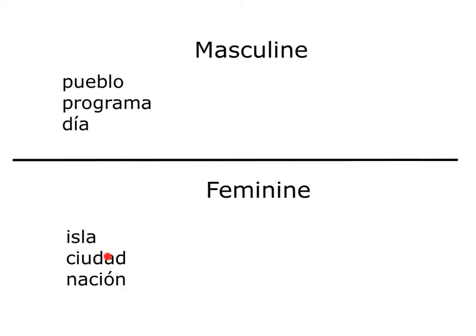But usually, if it ends in an O, it's masculine. And usually, if it ends in an A, it's feminine. You know, we saw these exceptions up here, but usually if it ends in an A, it's feminine. Also, words that end in TAD and DAD are feminine. And here's a hint for you: those words, TAD and DAD, very often when you move those into English, it's a word that ends in TY.